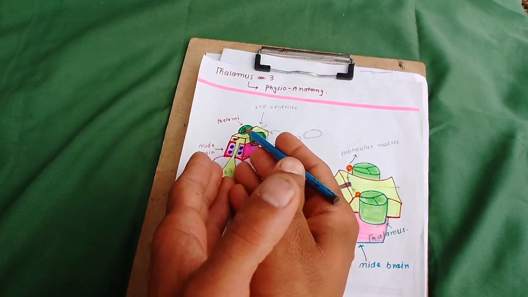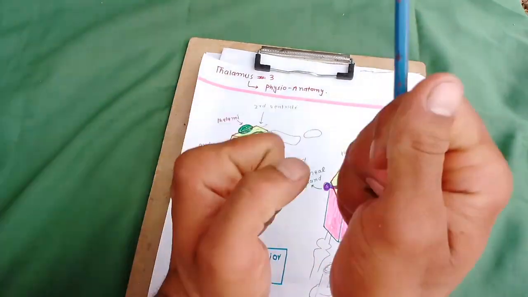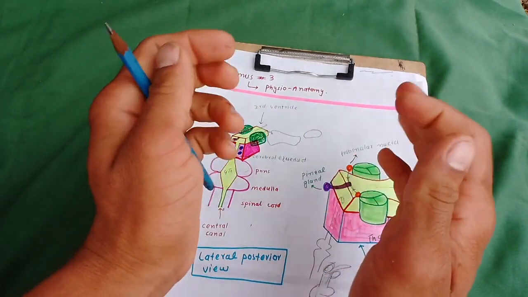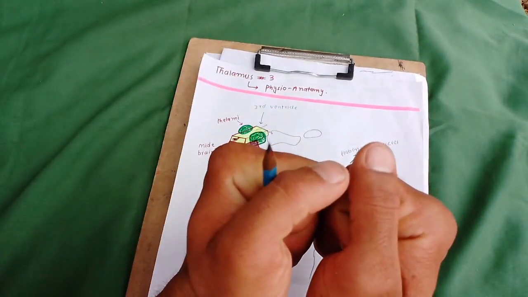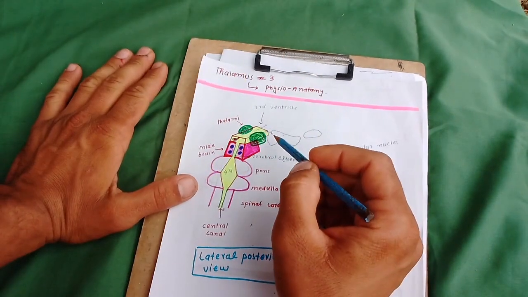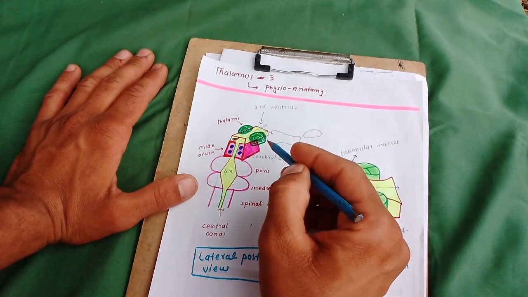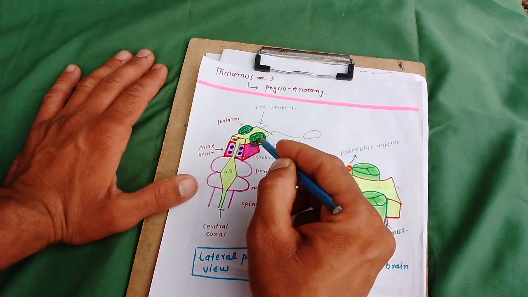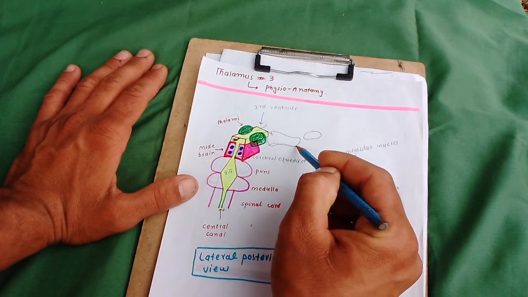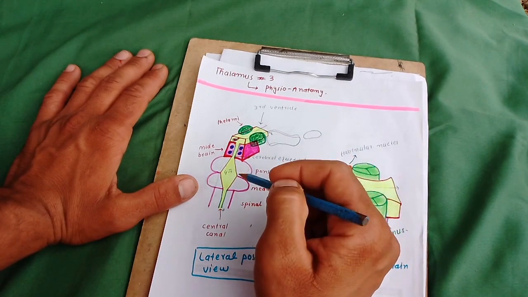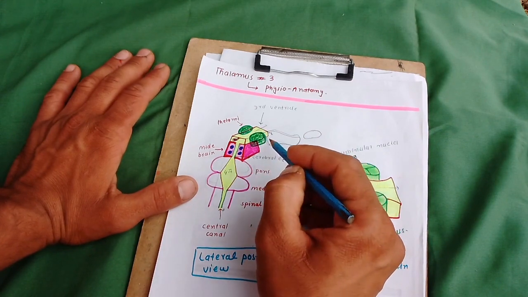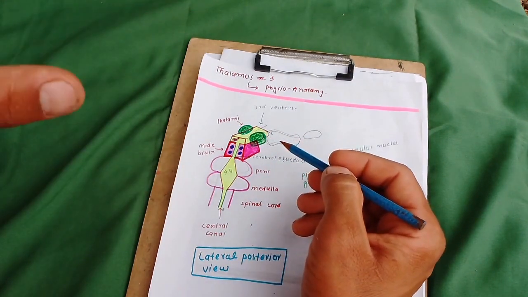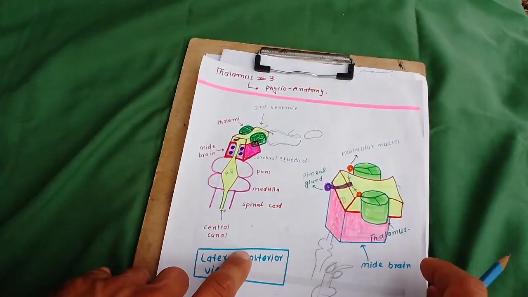The thalamus is present above the midbrain, on the side of the third ventricle, and posterior and above to the hypothalamus. This is the posterior direction, this is the anterior direction. That we will discuss in the next lecture, next Monday. So this is the hypothalamus.